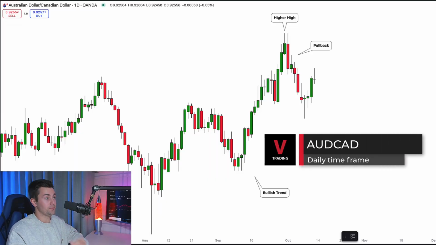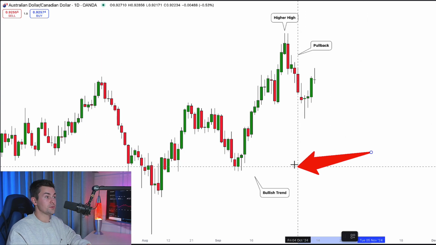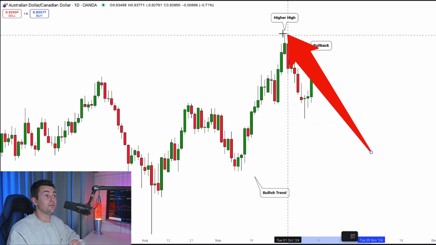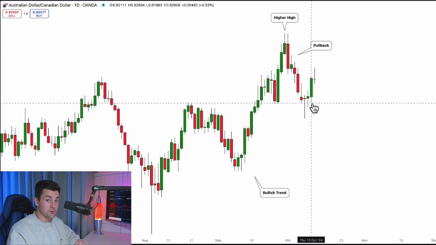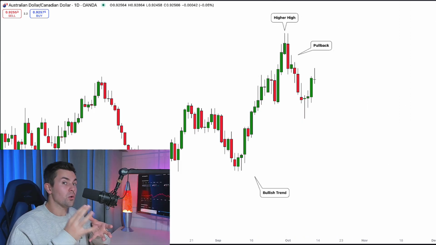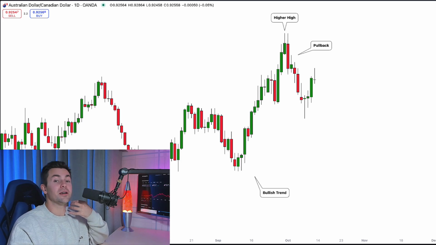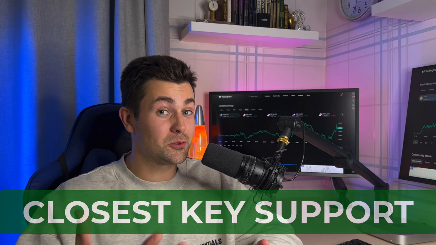Let me share with you a nice swing trading setup that we spotted with my students on Aussie CAD pair. Analyzing the daily time frame, we see a strong bullish trend, and after the market set a new higher high, the market started a correctional movement, a pullback. And your best swing entry to buy the market is after a completion of this pullback. The best zone for opening a swing long trade will be the closest key daily structure support.